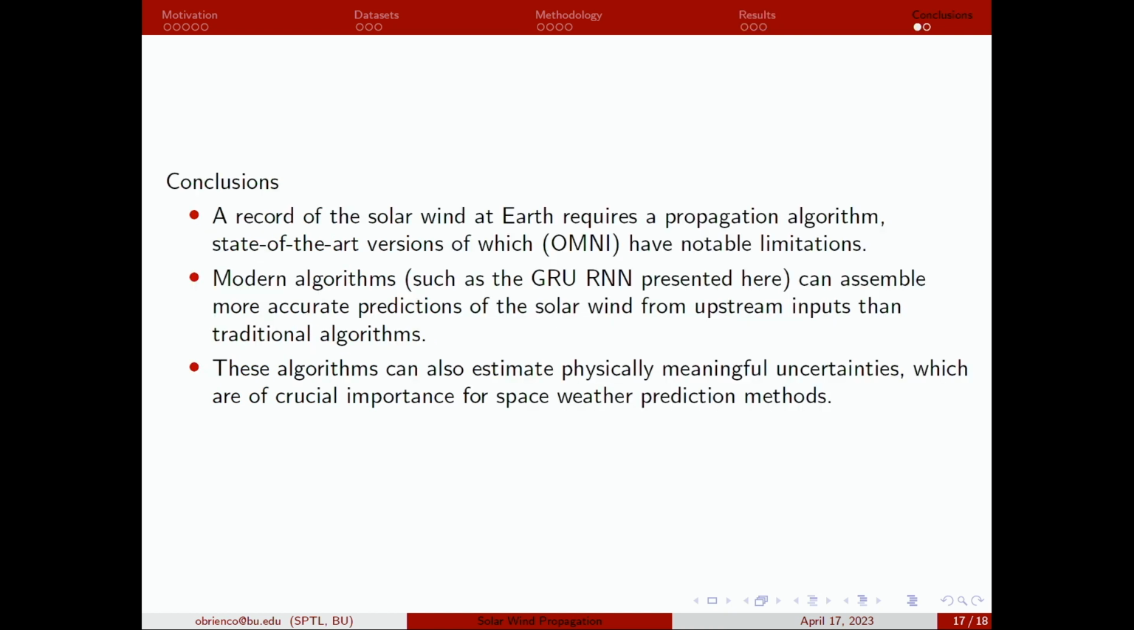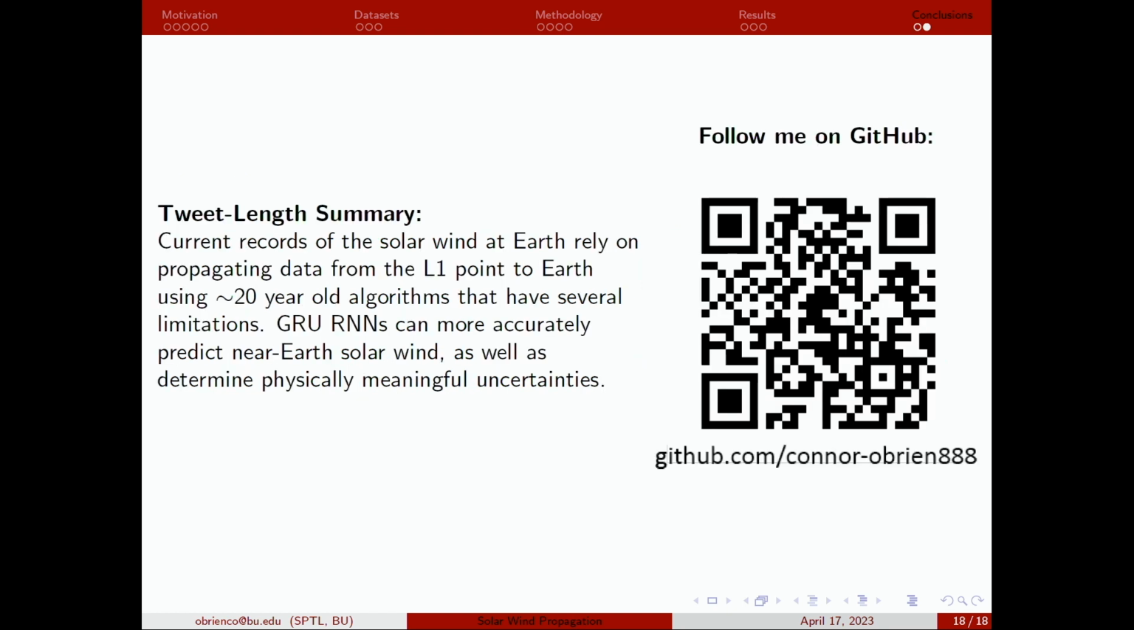Yes, and I think I've gone a little bit fast, but in short, a record of the solar wind conditions at Earth requires a propagation algorithm, state-of-the-art versions of which have limitations in the form of breaking down in certain situations and not providing uncertainties, or at least physically meaningful uncertainties. Modern algorithms can assemble more accurate predictions of the solar wind and move past these limitations, and can also provide physically meaningful uncertainties and address all of the limitations with current algorithms. And with that, I will take questions.